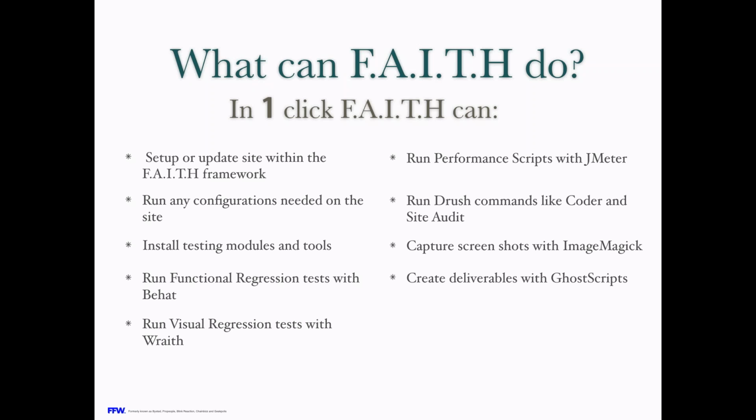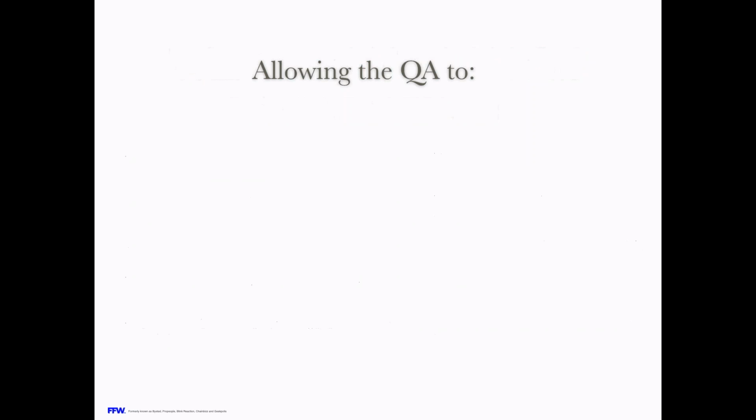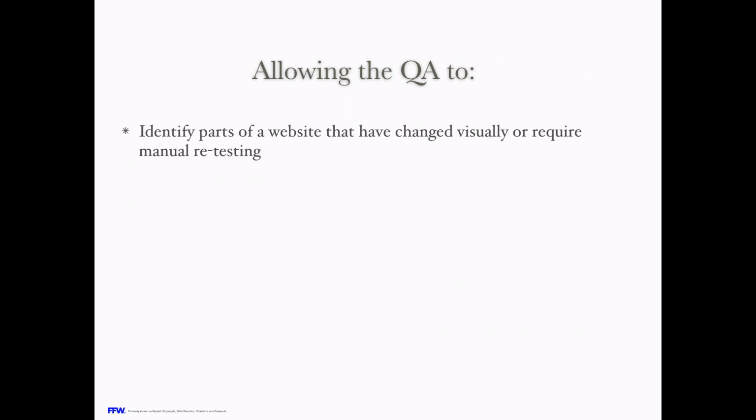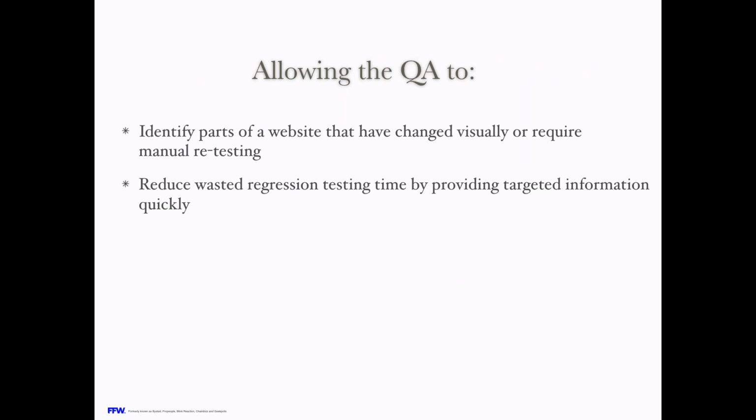I can create deliverables, and I can provide all these results in a consistent manner, and more importantly, without making a lot of what we all feel is busy work for people putting documents together. The system will automatically do it. This will allow your QA to identify the parts of the website that have changed visually or require manual retesting for functional issues. It will reduce wasted regression time by providing this targeted information quickly.